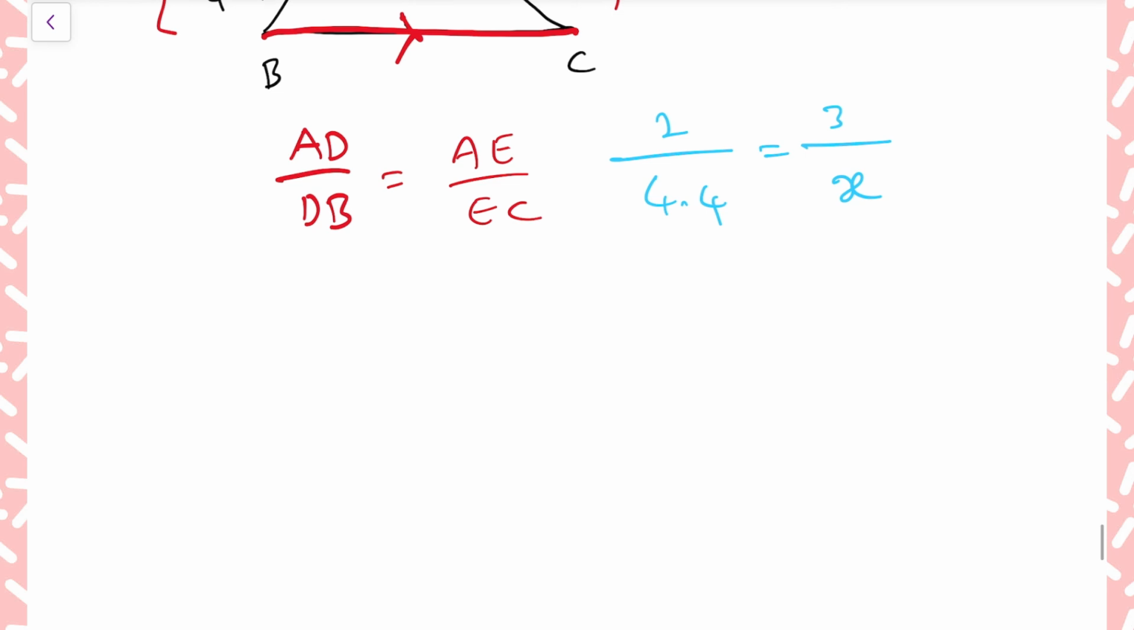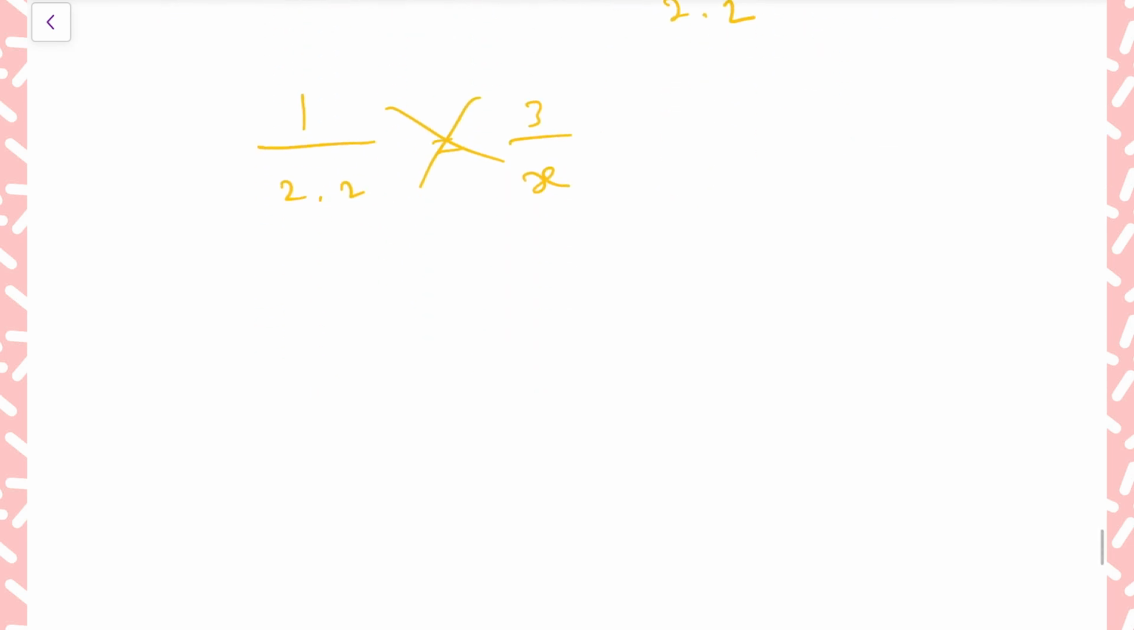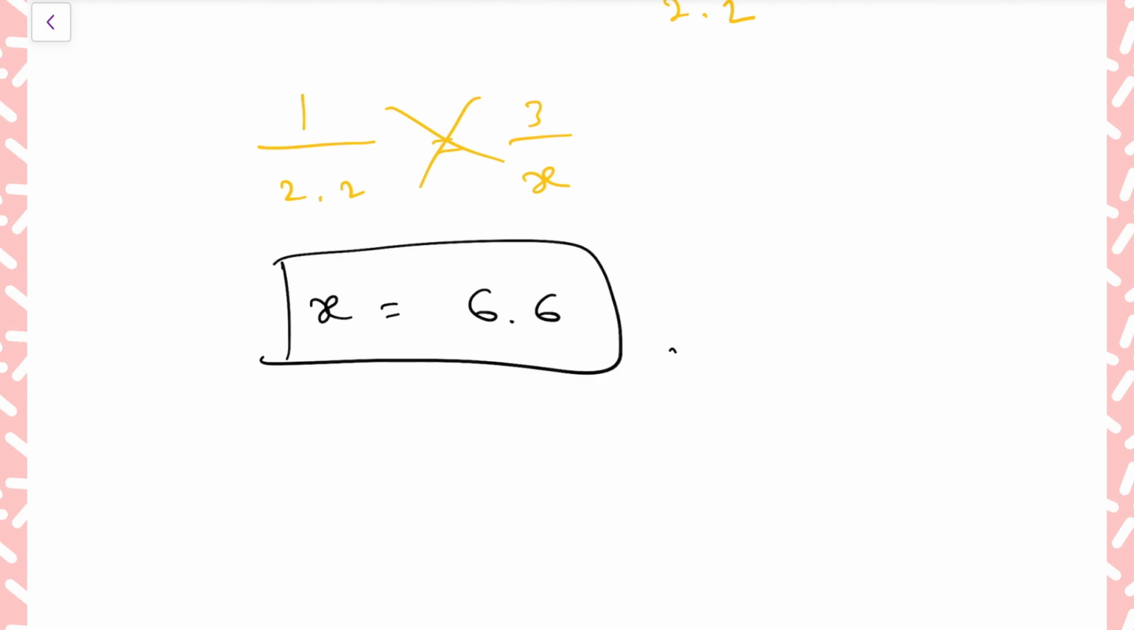So first let me check any cancellation. 2 ones are 2, 2 twos are 4. So we remain with 1 by 2.2 equals 3 by x. Let us do cross multiplication. 1 into x equals 3 into 2.2, that is 6.6. So x value is 6.6.